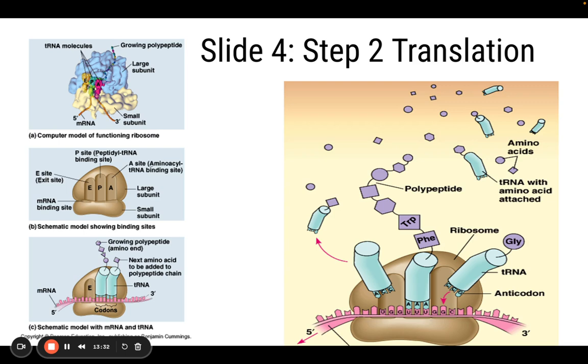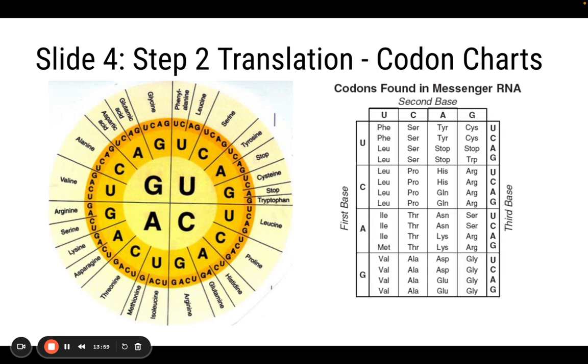So it's going to be G to C, G to C, C to G. And when it binds, it brings the amino acid attached to it. GLY is the amino acid attached here, and then it will form a peptide bond between PHE and GLY, and then it's going to add to the growing chain of polypeptides, which will eventually fold and make a protein. So this process is translation, taking this code and making it meaningful to the cell.